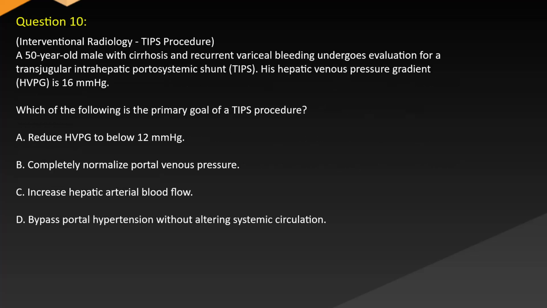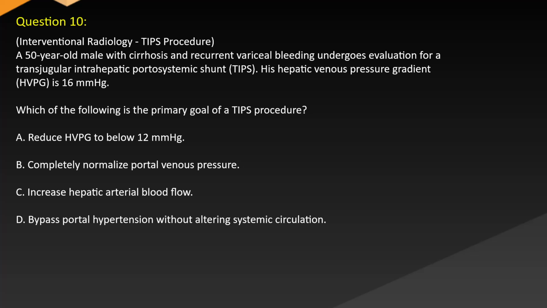Question 10. Interventional radiology. TIPS procedure: a 50-year-old male with cirrhosis and recurrent variceal bleeding undergoes evaluation for a transjugular intrahepatic portosystemic shunt. The hepatic venous pressure gradient, HVPG, is 16 mmHg. Which of the following is the primary goal of a TIPS procedure?